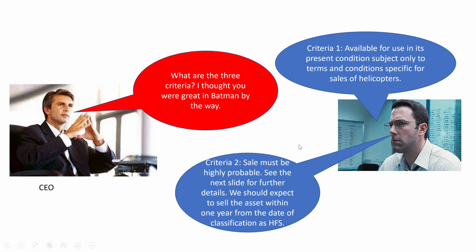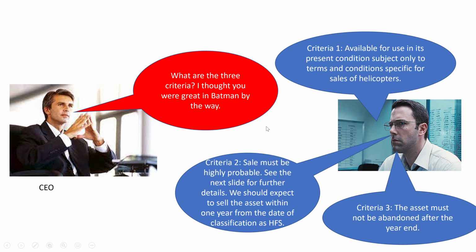The second criteria is whether the sale is highly probable. And normally for held for sale assets, we expect to sell them within 12 months of the date that they become held for sale. Okay, and highly probable actually has 5 criteria associated with it, which we're going to explore in the next slide.